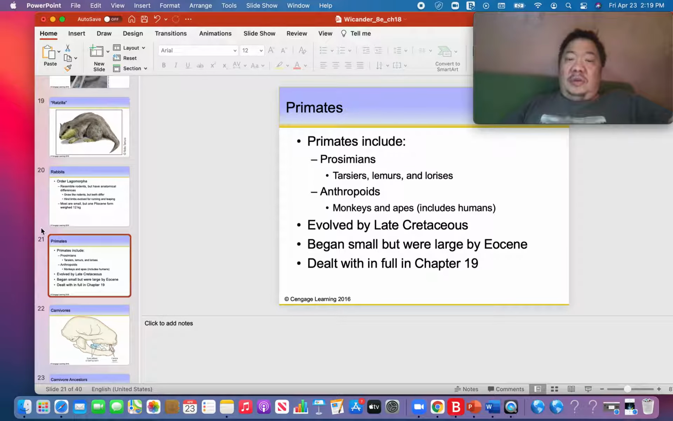We are going to, in the next chapter, start talking about primates. What are primates? Well, primates are monkeys, apes, and hominids, humans. And we're going to talk about those in the next chapter, so I'm going to skip that for now. So a primate is a monkey, an ape, or a hominid. Hominid includes modern humans and ancient humans.